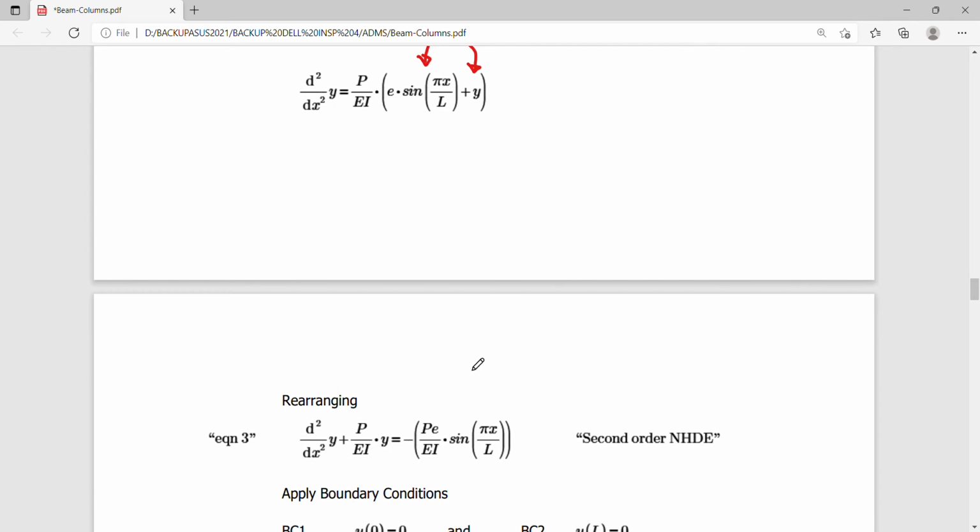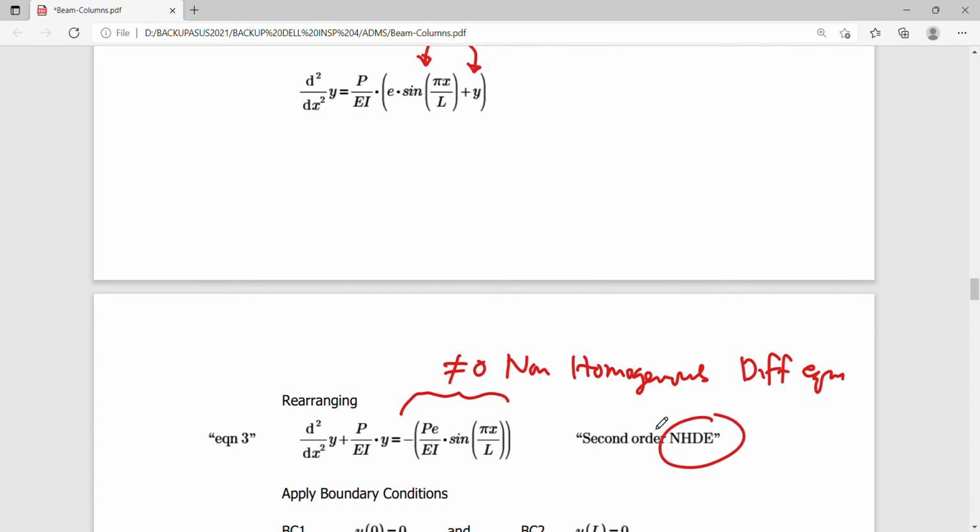So taking and rearranging your equation to form a differential equation which is non-homogeneous because the right hand side is not equivalent to 0. So you call this a non-homogeneous differential equation. This is the acronym of NHDE.